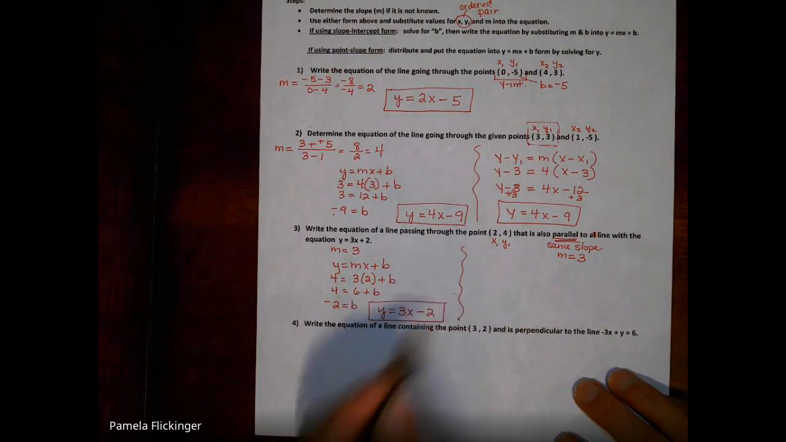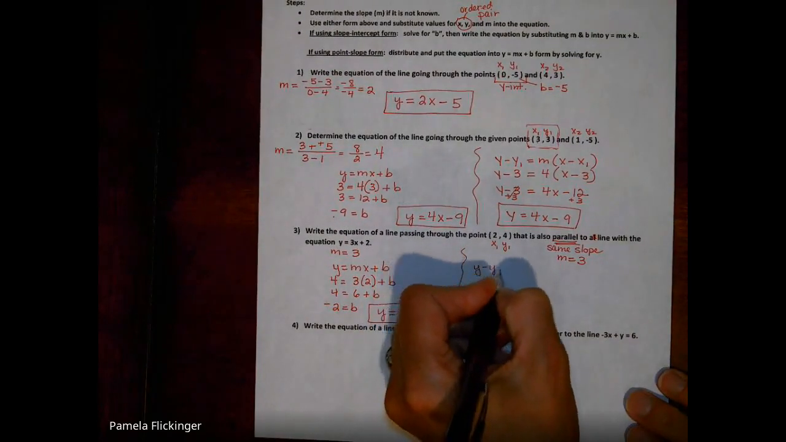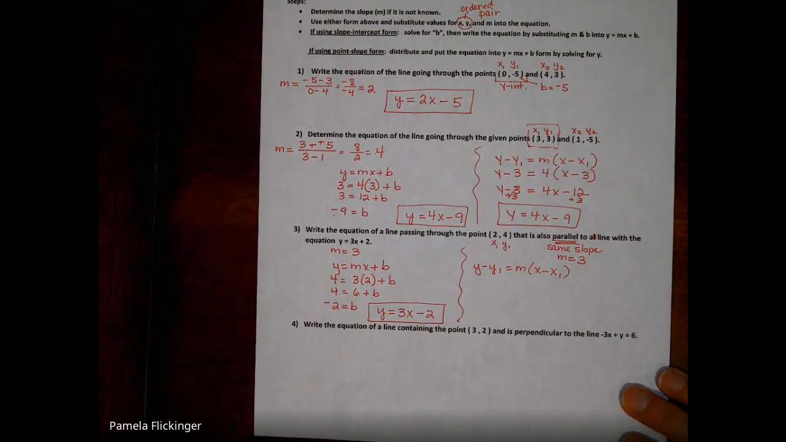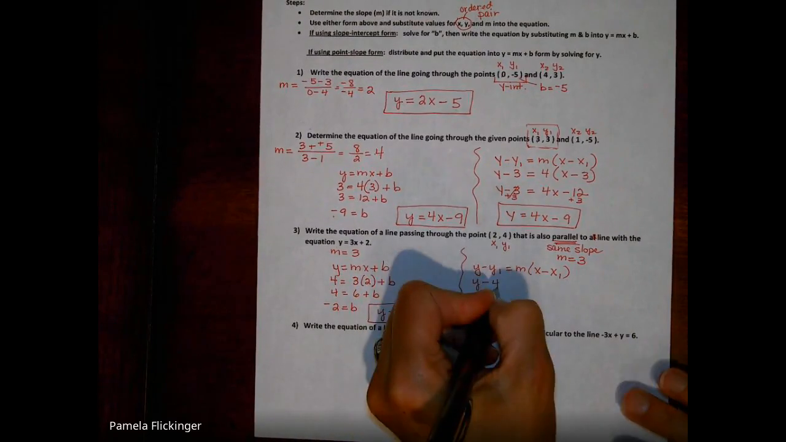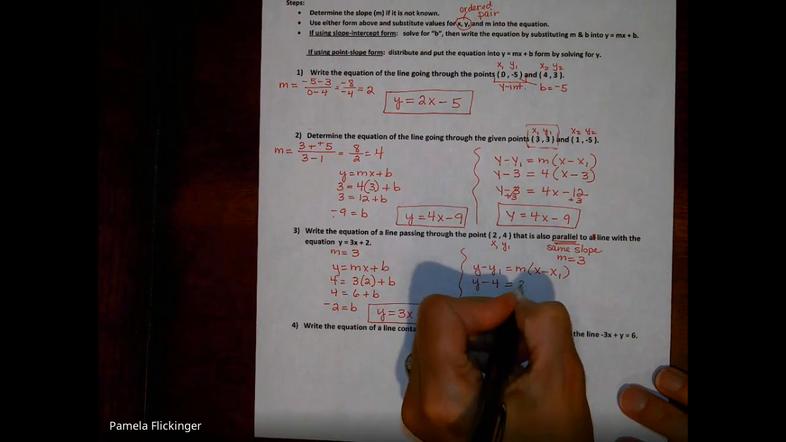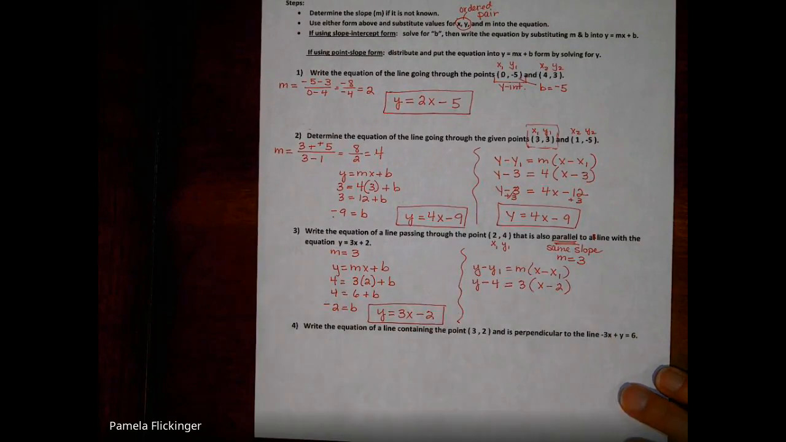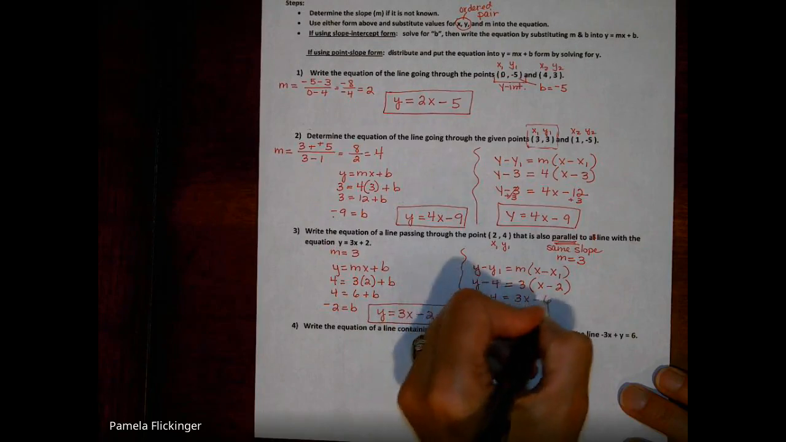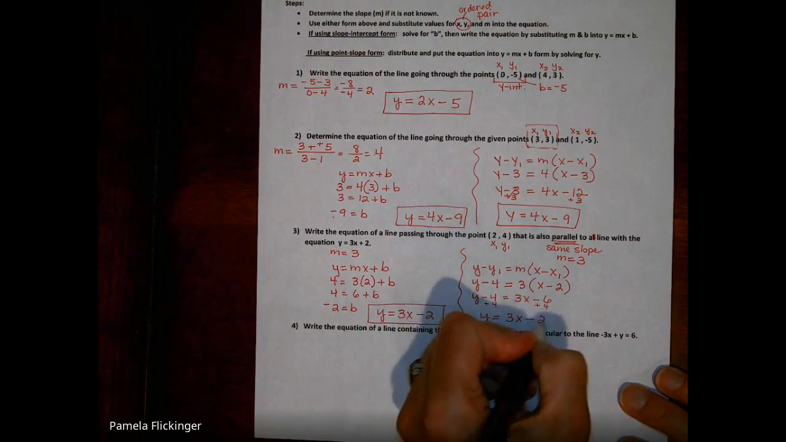If you do the point slope form, again, these are our notes, so I'm just writing the formula down. You're going to show me y minus the y coordinate of 4 equals the slope, which is 3, times x minus the x coordinate of 2. And then all I need to do is distribute. So I get 3x minus 6 on the right, and then add 4. Final answer, y equals 3x minus 2.